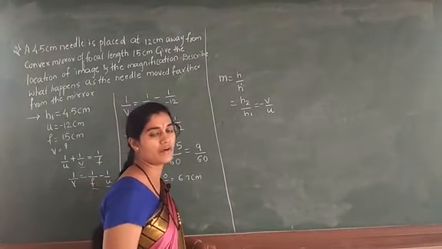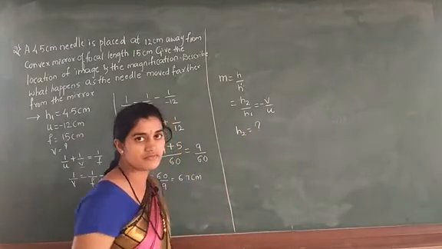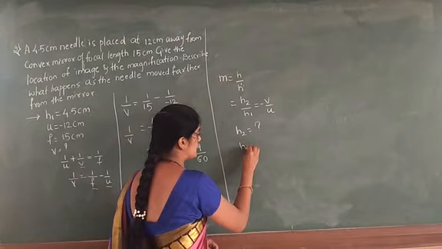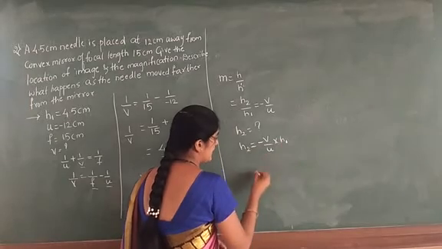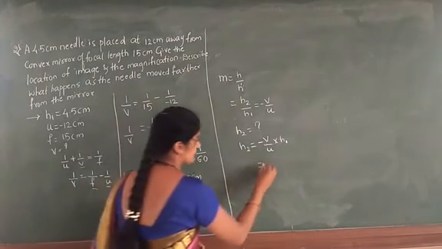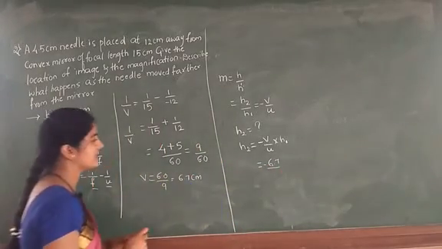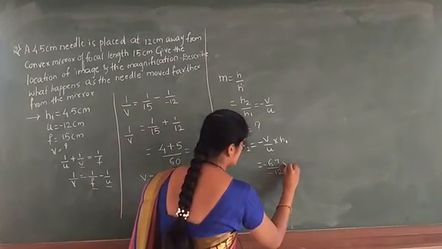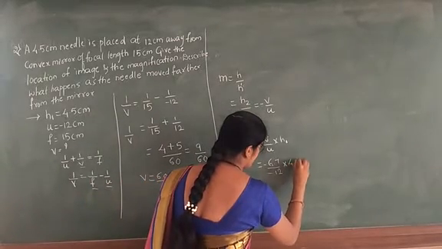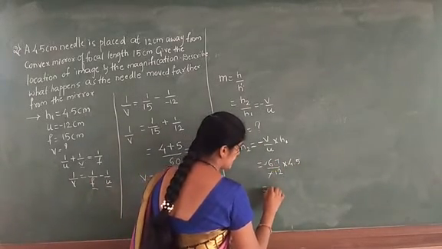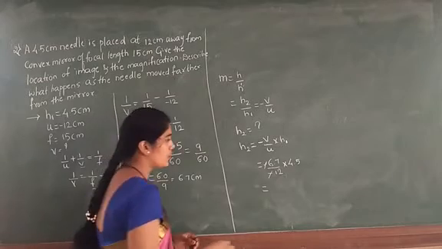In this condition we have to find the value of h2. H2 is equal to question mark. We know the values of h1, v and u. Therefore, h2 is equal to minus v by u into h1. The value of v is 6.7 centimeter, the value of u is minus 12 centimeter, and the value of h1 is 4.5 centimeter. Cancel the minus minus terms.